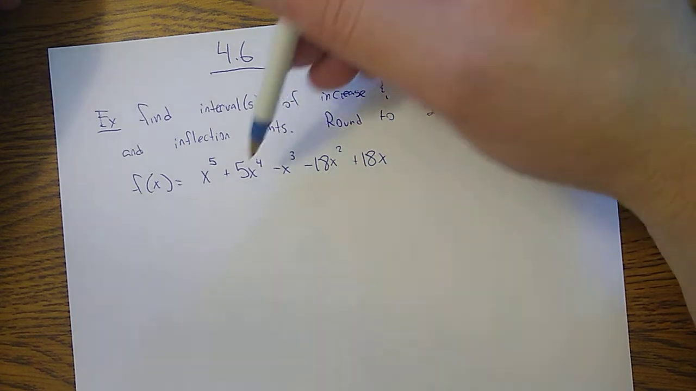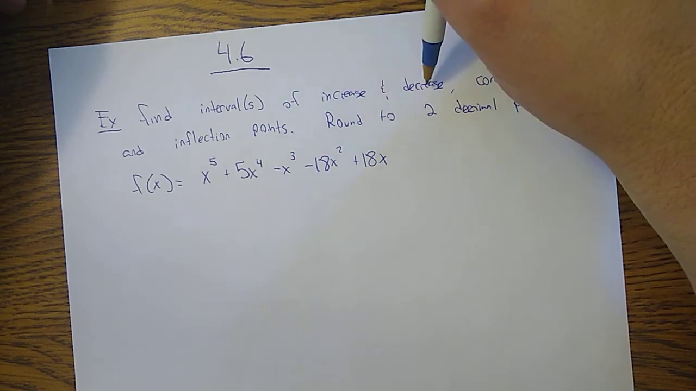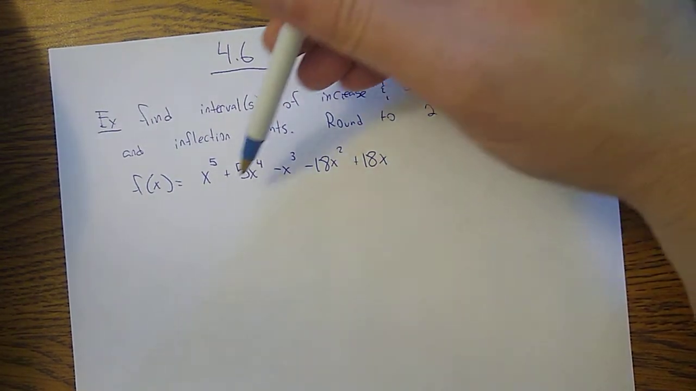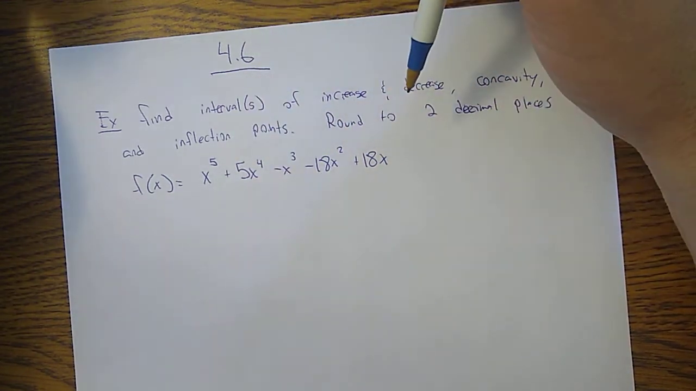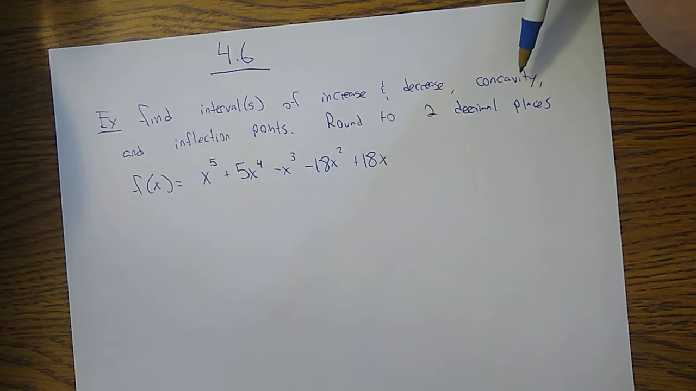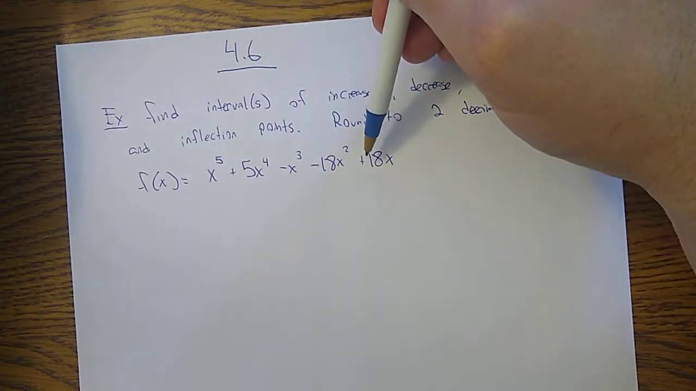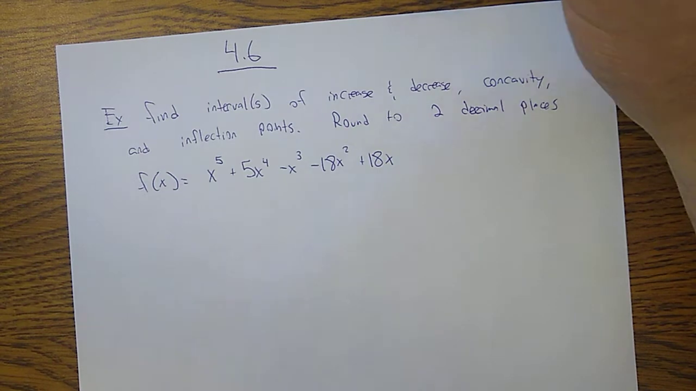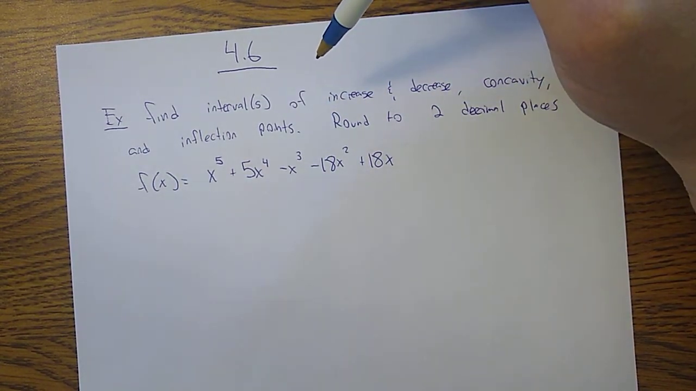We have a function, and we're going to find intervals where it's increasing and decreasing. Of course, we already know that increasing is where the first derivative is positive, and decreasing is where the first derivative is negative. We're also going to find intervals where it's concave up and concave down. And of course, we already know concave up means the second derivative is positive. Concave down means the second derivative is negative. And we're going to find inflection points.